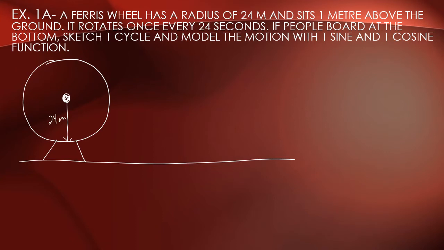So we know that from there to there is 24 meters. It sits 1 meter above the ground. Okay, well, we know that from here to here is 1 meter. It rotates once every 24 seconds. We'll get to that. People board at the bottom, sketch one cycle, and model the motion with one sine and one cosine. Okay, so there's our picture. Let's make a y-axis, and that's going to be height in meters. And then our x-axis is going to be time in seconds.